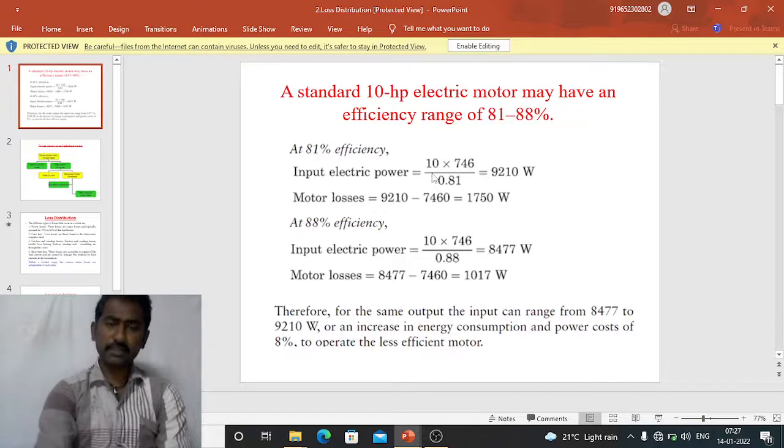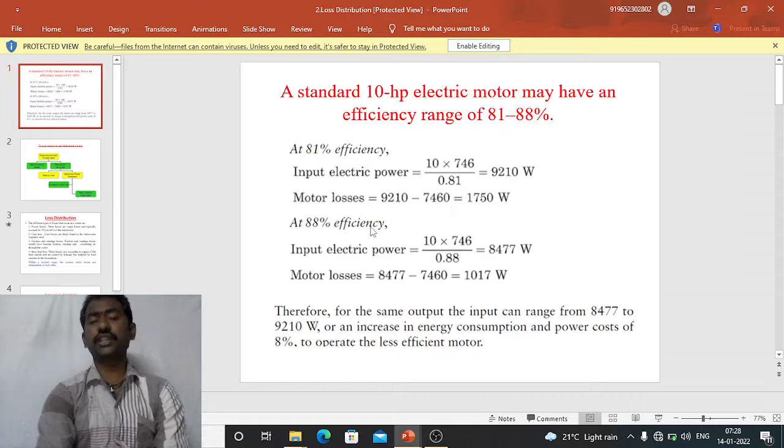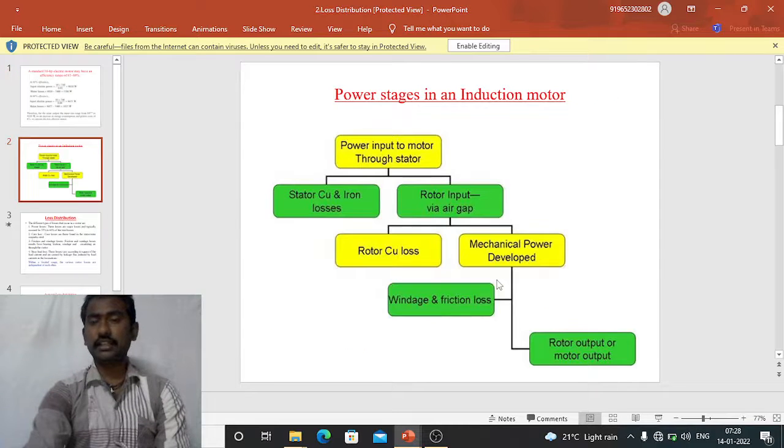And similarly, losses is equal to input minus output. So input here is 9210 and output is 7460. If you subtract, we get the losses as 1750 watts. And similarly, if you consider the 88% efficiency motor, then the losses are 1017 watts. So we get fewer losses with the 88% efficient motor. So as we prefer more efficient motors, the loss distribution is less in those motors.